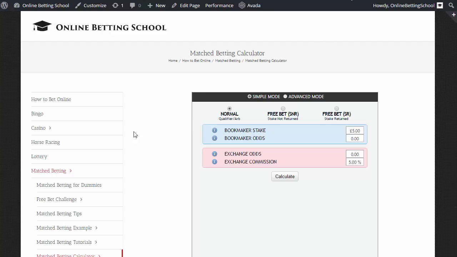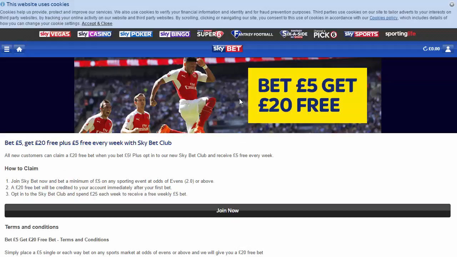So to go through this, I'll use an example. Sky Bet currently have an offer where you bet £5 and get £20 for free. So what you need to do is find an event, a football match or a horse race or anything that you can place a bet on to bet £5 on, so you can get £20 for free once that's happened, and then you can use that £20 free bet to make a guaranteed profit.